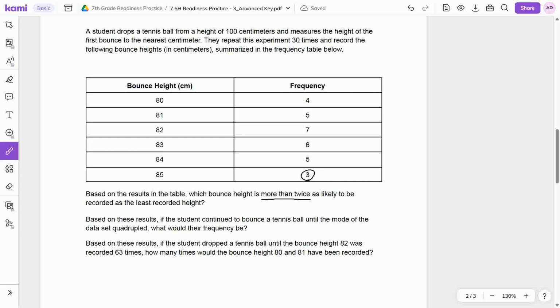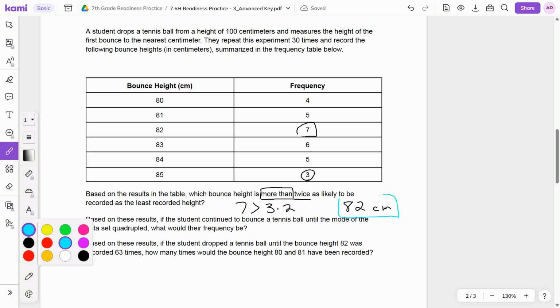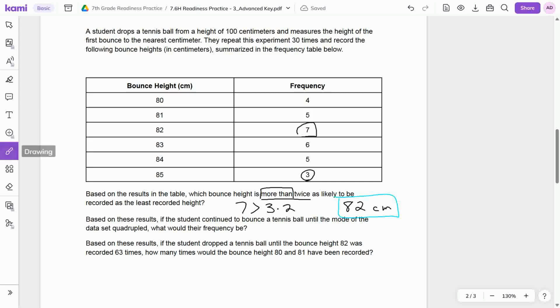Okay, so something is going to be more than twice 3. All right, so 3 times 2, because we had to do more than twice as likely. So what is greater than 2 times 3, which is 6? And it's got to be 7. So the more than is probably the trickiest right there, because if we just said twice as likely, we would have said 83. Okay, and then we would have said, what is that bounce height? So our bounce height is going to be 82 cm. So watch all the words there, because we had to watch out for that more than twice as likely.